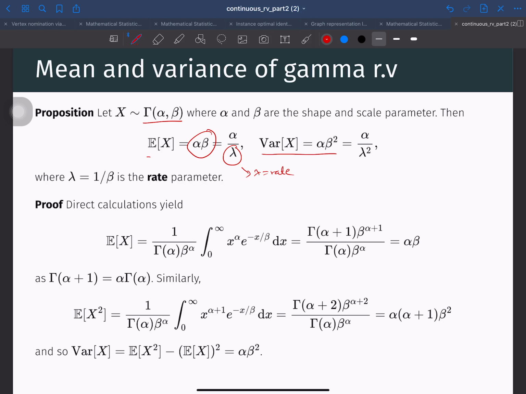And the variance is alpha times beta squared. And so this follows directly from calculations because this integrand here is nothing more than gamma alpha plus 1, beta, alpha plus 1, because that is what we said earlier in our slide. And then to go from here to here, you just have to remember the fact that gamma alpha plus 1 is alpha gamma alpha, which is also in your earlier slides. So that gives you back alpha beta.